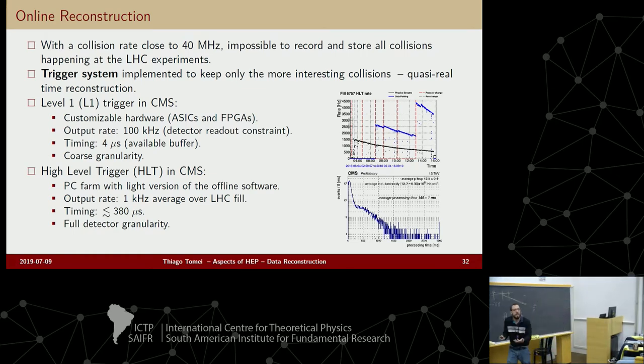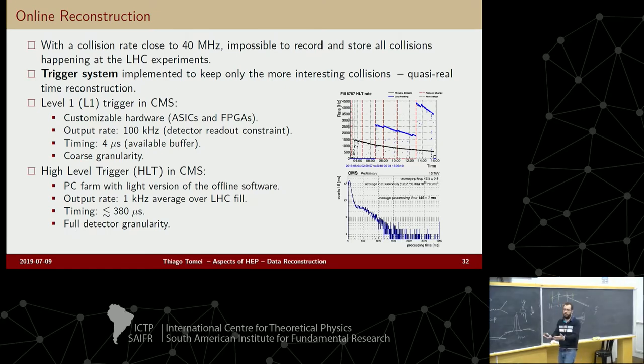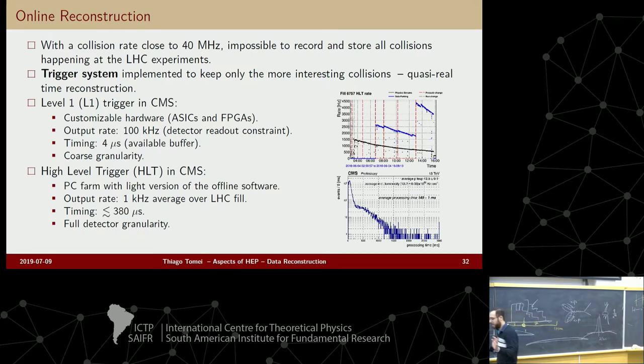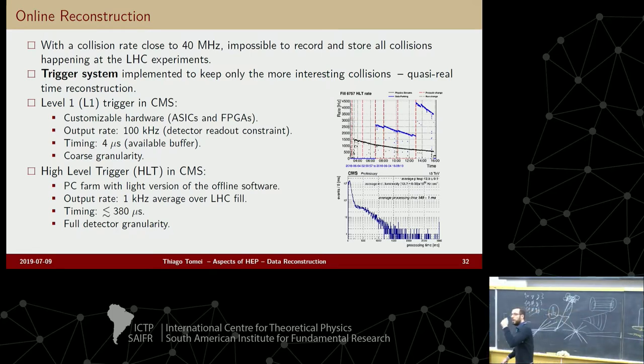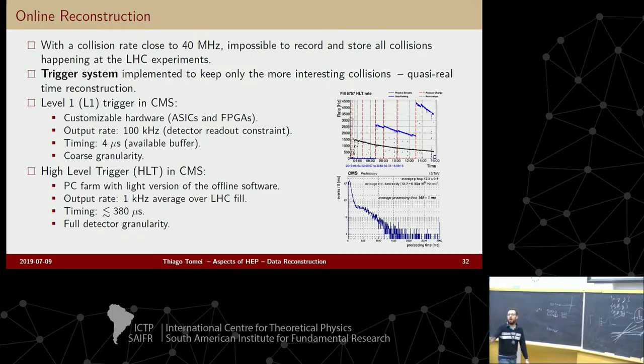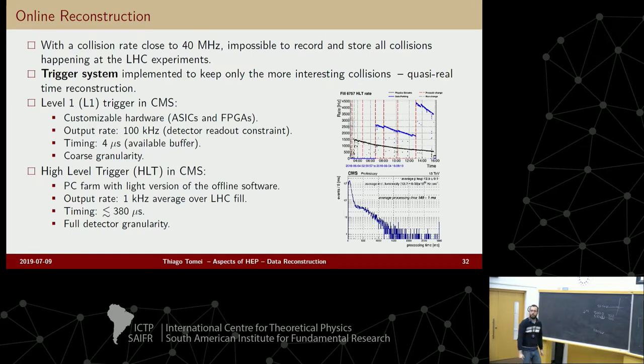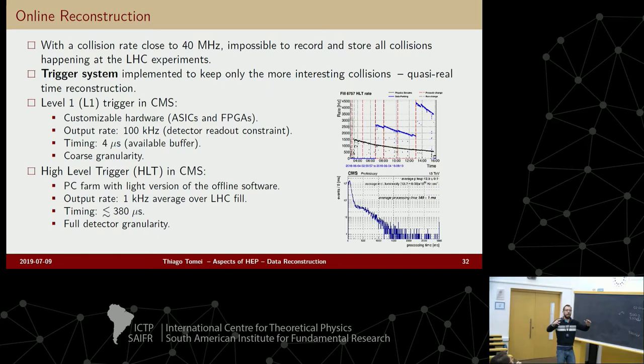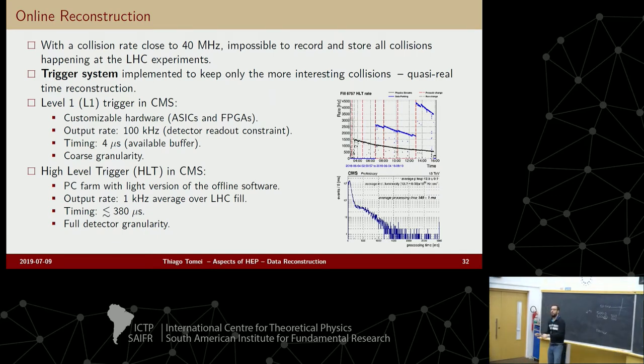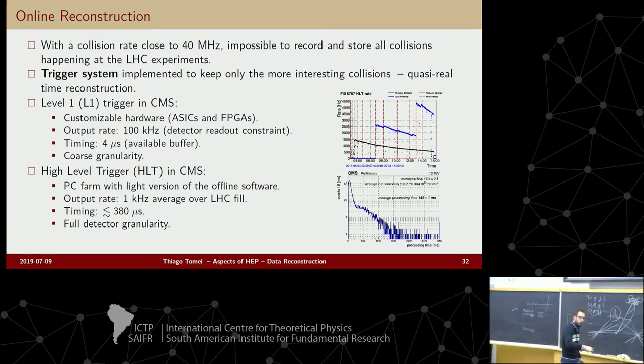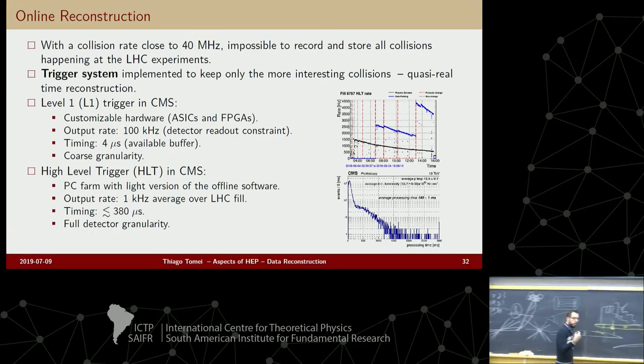There is not enough disk. There are not enough Ethernet cables. You cannot take that kind of data. It's impossible. So what we have to do is run all of this stuff that I have just shown you quickly online, with the data in buffers, and then quickly decide if you accept the event and save it on tape, or you throw it away forever. And forever is really the only irreversible thing in the experiment.